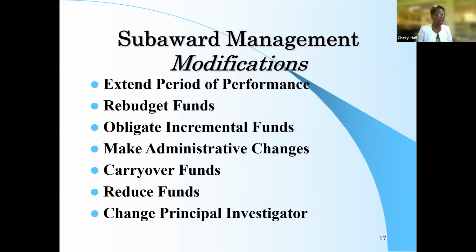Now, we may modify the agreement to obligate incremental funds. If it's a multi-year project, sometimes funds are obligated on a yearly basis. So we'll do a modification to obligate the second and the third year increment if it's a 3-year project. But we'll do a modification to the particular award. If the award was $100,000 for year 1, they get another $100,000 for year 2. We'll do a modification to obligate the year 2 funds, which will take the total subcontract amount up to $200,000.